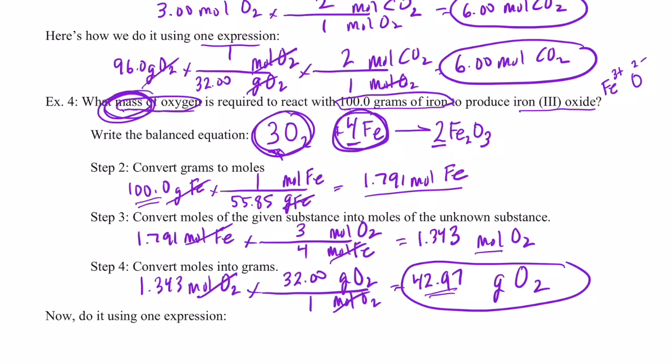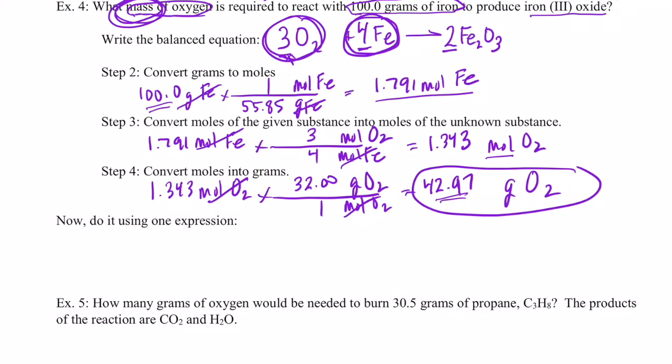So to react 100 grams of iron, we need 42.97 grams of oxygen. Now, let's do it in one expression, because that's normally how we show this when we do our work. So instead of having 3 different steps here, let's show it in one expression, and then we'll do one calculation. Okay? So once again, we begin with 100.0 grams. That's the mass of substance given. In this case, it's iron.